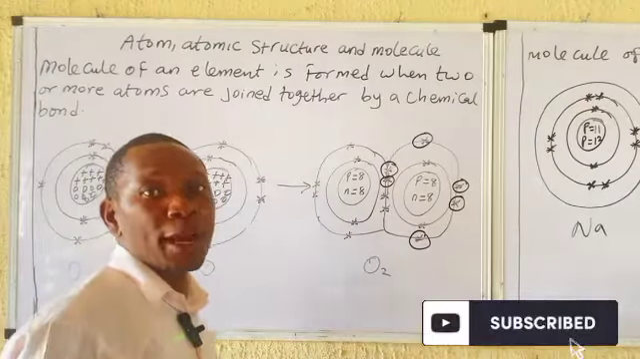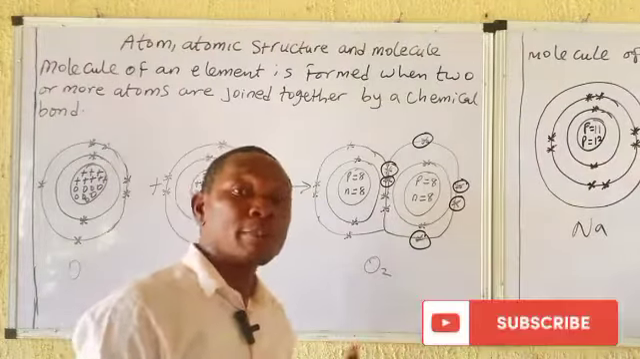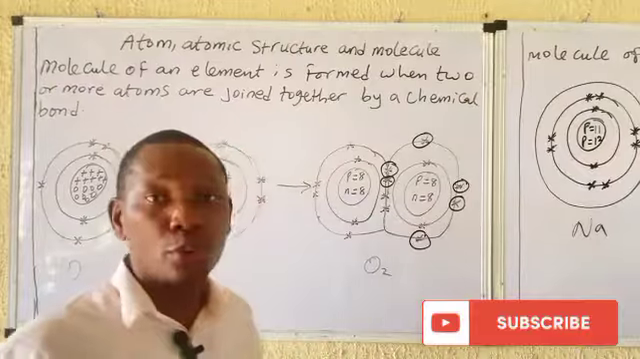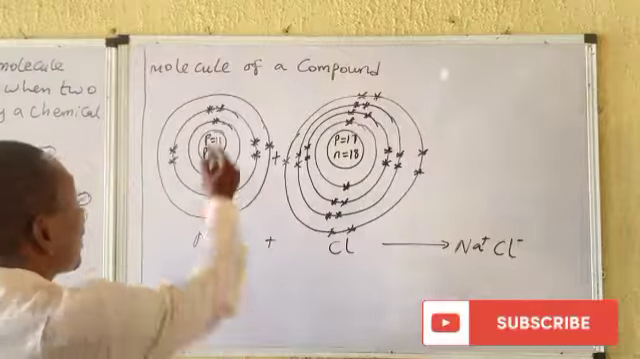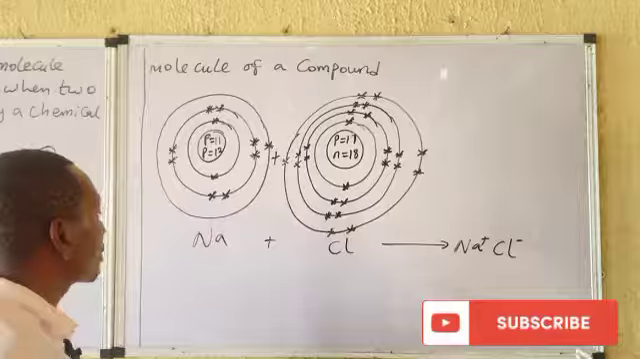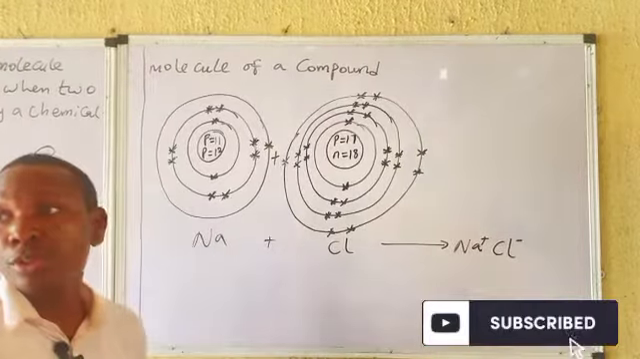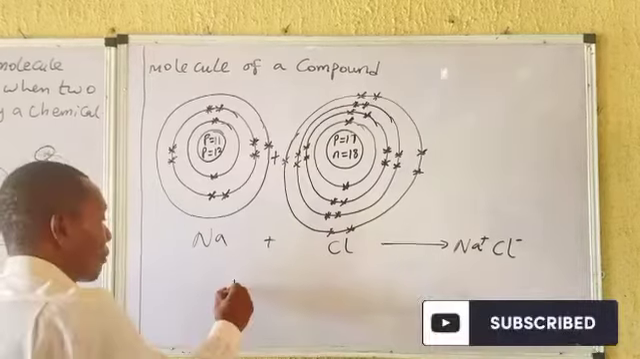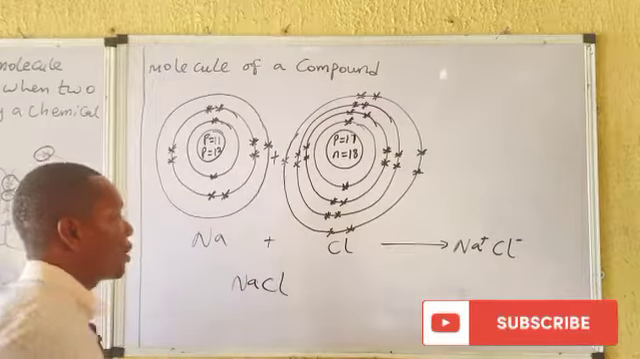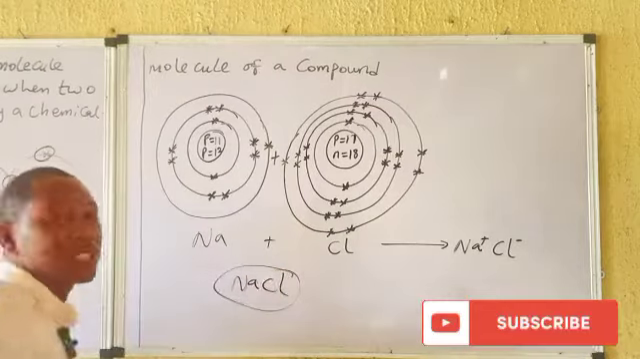When I'm explaining chemical bonding, electrovalent and covalent bonding, I will explain this in detail. But let's just take a look at a molecule of a compound. Let's use a common compound that we know, the table salt, sodium chloride. This is the common salt that we know.